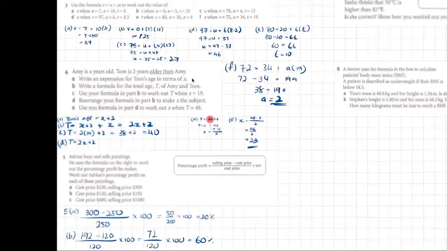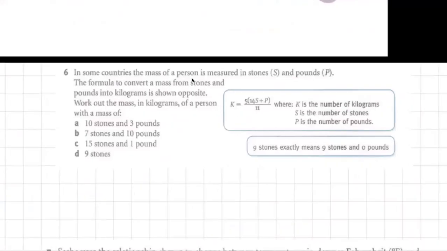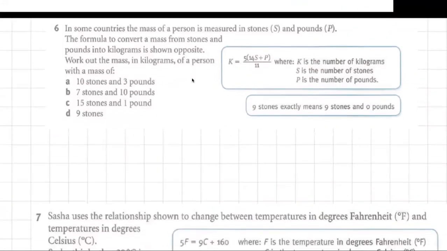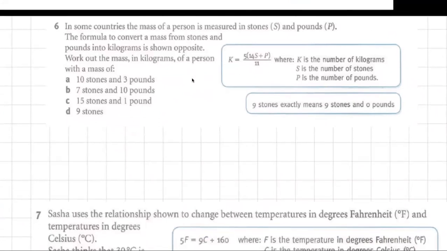So 5.6. In some countries, the mass of a person is measured in stones and pounds. The formula to convert the mass from stones and pounds into kilograms is shown opposite. Work out the mass in kilograms of a person with a mass of 10 stones and some pounds. So as you can see, stones, stones, pounds, pounds. All you need to do is replace those letters with those numbers.